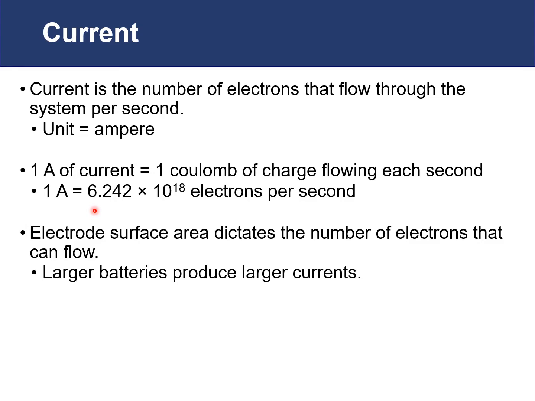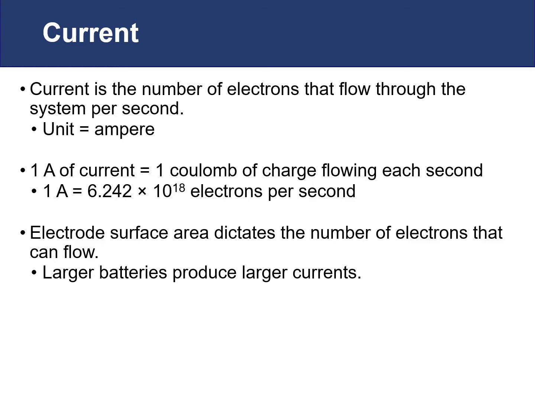Now, because we're talking about electrical cells, and a battery is an example of an electrical cell, the electrodes, where the oxidation and reduction are going to take place, have surface areas that will dictate the number of electrons that can flow. The bigger the electrode, the more electrons are able to be transferred at its surface per unit time. So larger batteries are going to produce larger currents, and that's because the larger batteries will have larger surface areas on their electrodes.